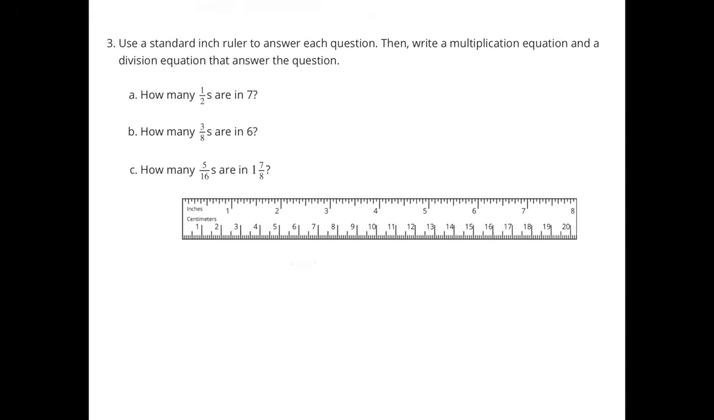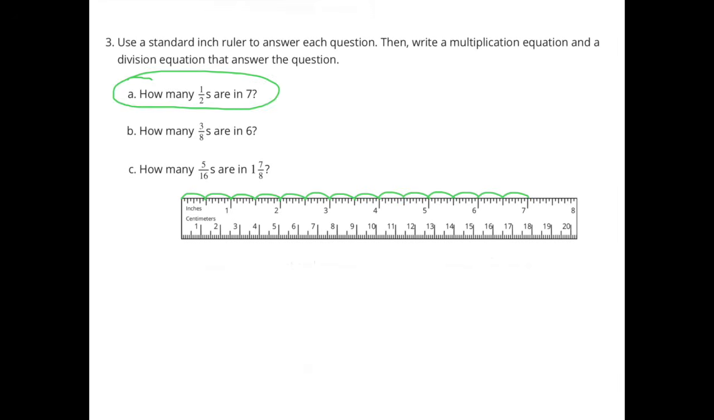Number 3. Use a standard inch ruler to answer each question. Then write a multiplication equation and a division equation that answer the question. A. How many halves are in 7? For every 1 inch, there are 2 halves. So for every 7 inches, there are 14 halves.